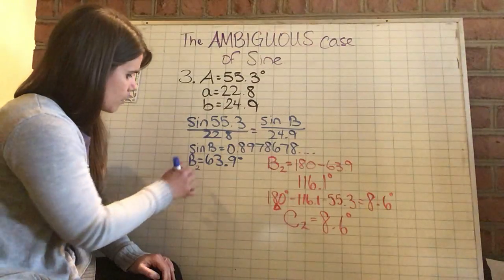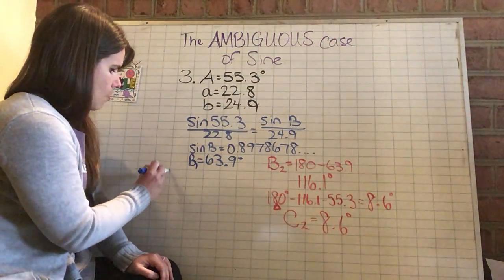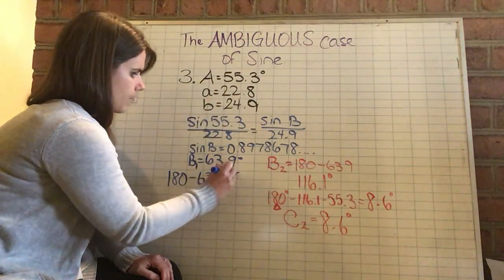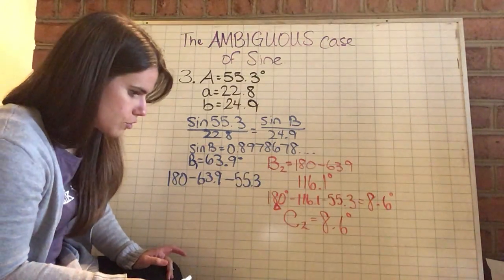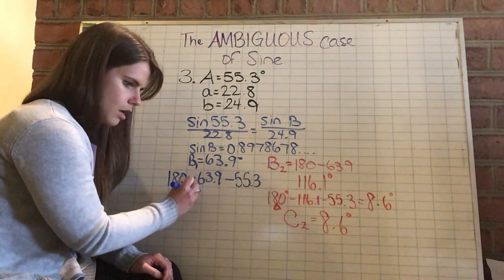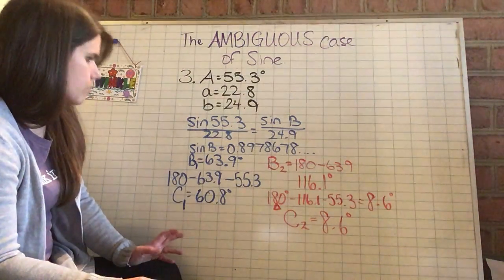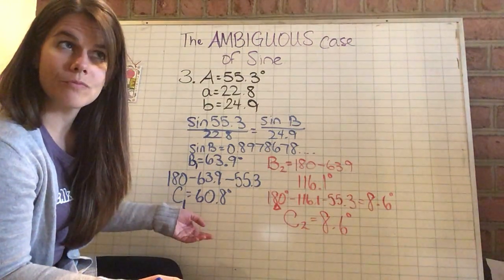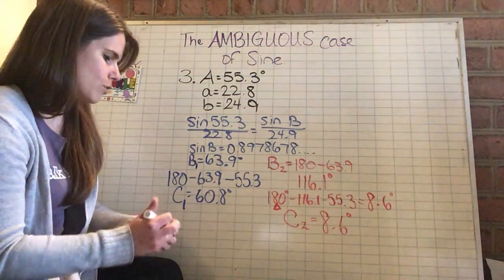So I'm going to come back over here. I'm going to say, all right, well, here's my original. I put a little 2 there. I just realized it should have been a 1. And so I'm going to do 180 minus 63.9 minus 55.3. That's going to give me my angle C for the first triangle. And so I end up with C sub 1 is 60.8 degrees. All right, so all I have left to do now is my law of sines for both of these triangles for side C.